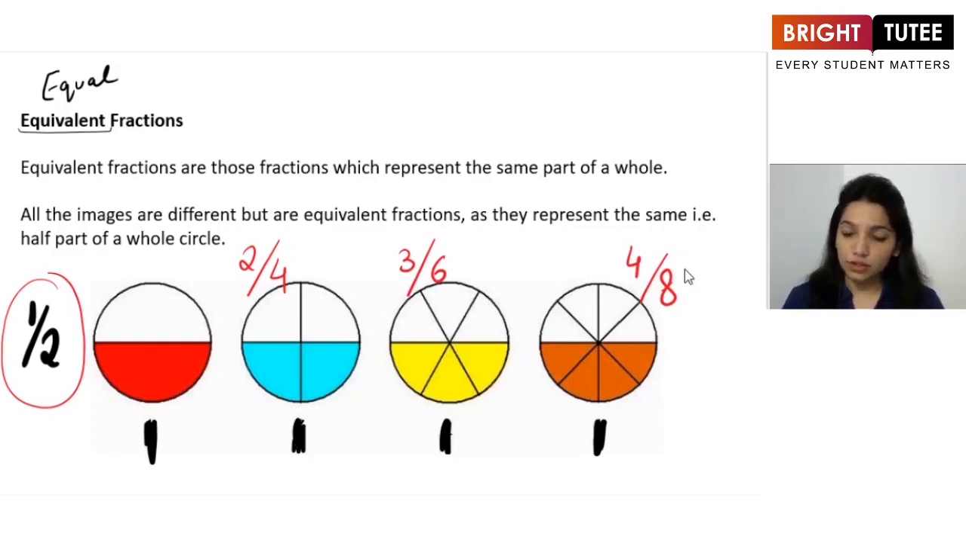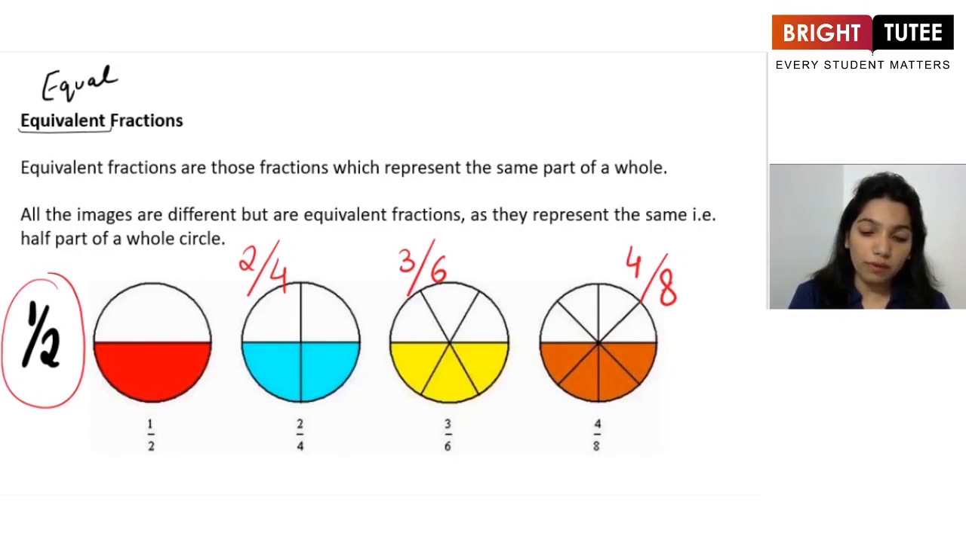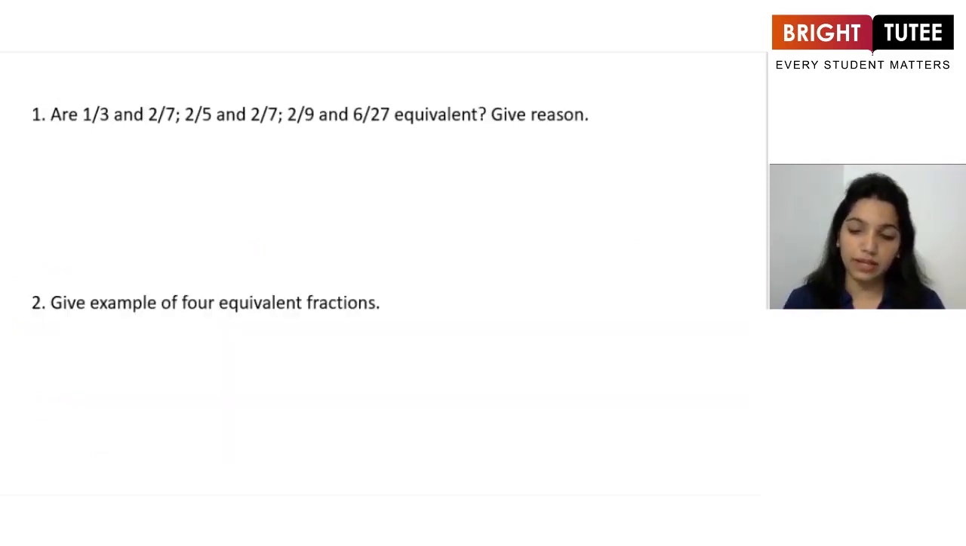Is this clear? Every time we are writing different fractions, but as we have already discussed, all of these fractions basically represent the same image, where half of the circle is shaded. I hope this is clear. The concept of equivalent fractions is basically different fractions which represent the same part. Now let us move ahead and see how we are going to classify whether given fractions are equivalent or not.